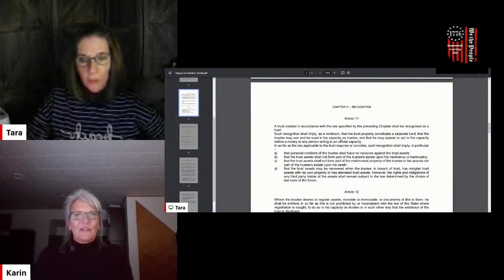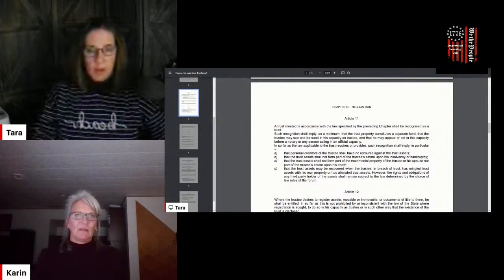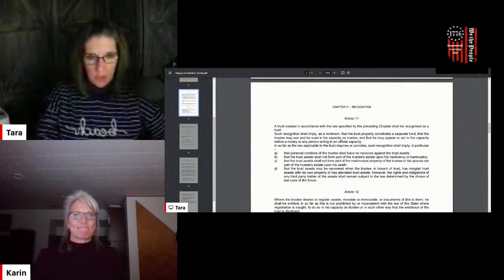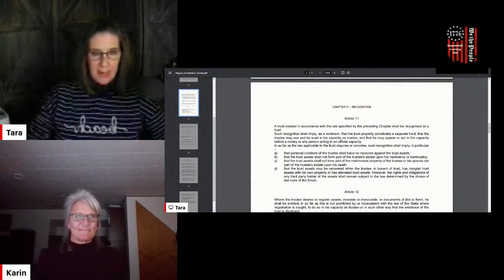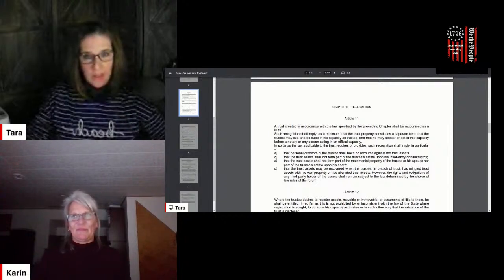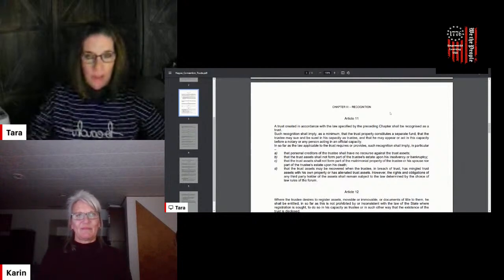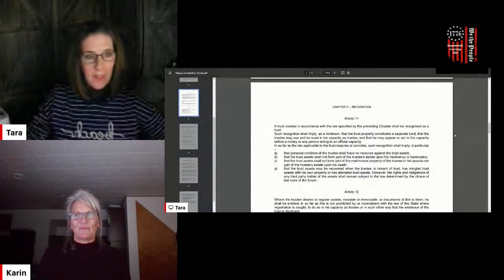Sure. A, the personal creditors of the trustee shall have no recourse against the trust assets. Okay, so what does that mean? Again, the trustee is a representative of the trust. They do not own any assets. They are not personally liable for any assets. Their job is to protect the trust at all costs. So when a creditor comes to the trustee and says trust assets, the trustee says that's private.